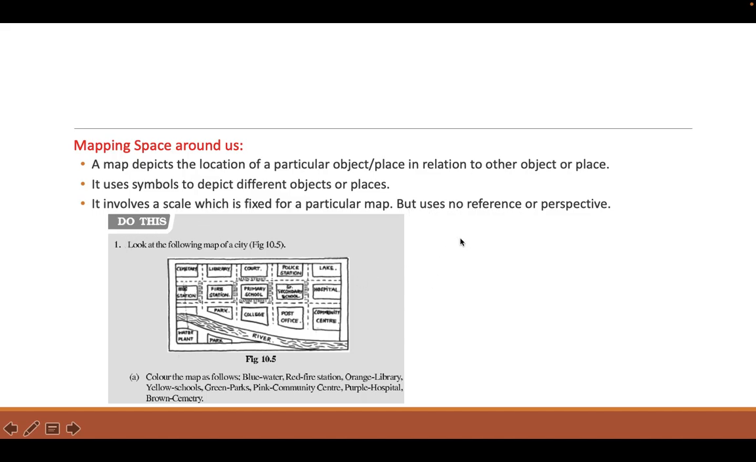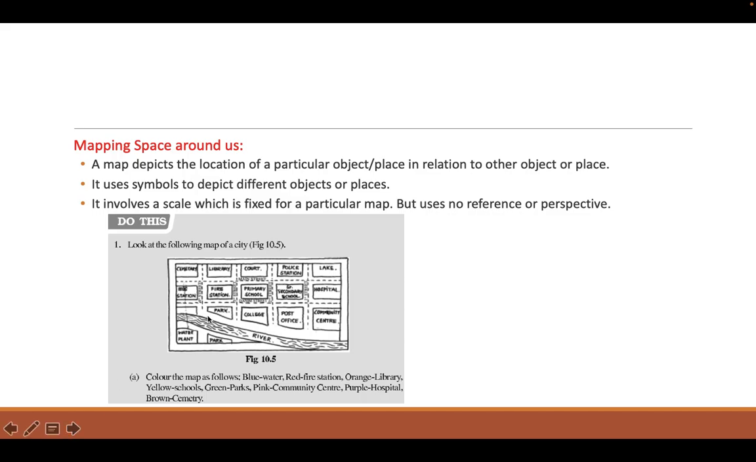It also says that it uses no reference or perspective. So this is not kind of a painting. A map is different from a painting. A painting is just drawn to portray an idea that this is there, that is there, and how they should draw it to look beautiful, but there is no reference or perspective in a map. A map is a mapping of a geographic location in a particular dimension, using a proper scale that is constant throughout the map. That's what it is.